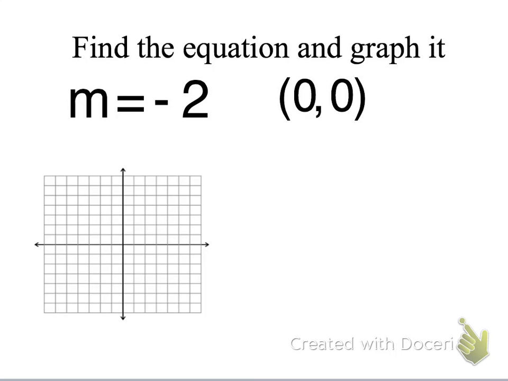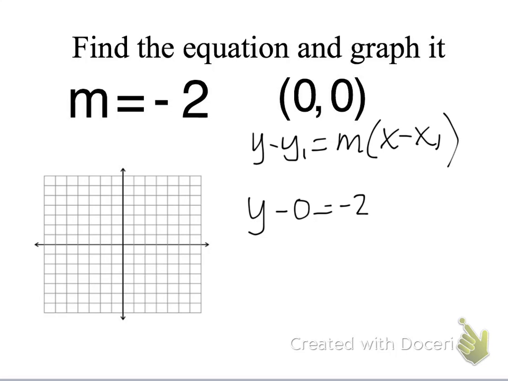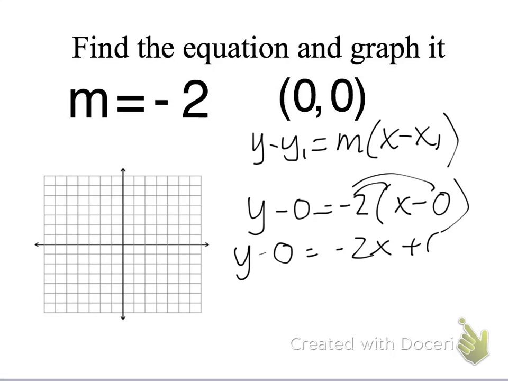Okay, find the equation and graph it. So we have a point and a slope, so point slope seems pretty easy. So y minus y1 equals m times x minus x1. So y minus 0 equals negative 2 times x minus 0. Got to distribute so we can get this equation. So I got negative 2x plus 0, so that basically goes away. If I add 0 to both sides, I'll get y equals negative 2x.